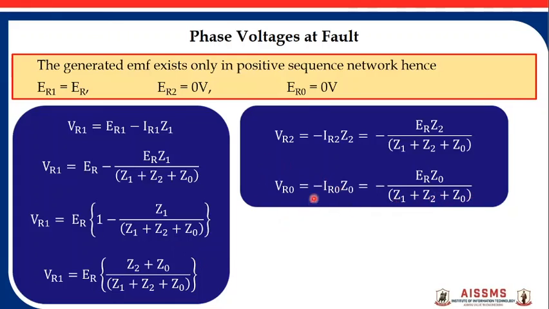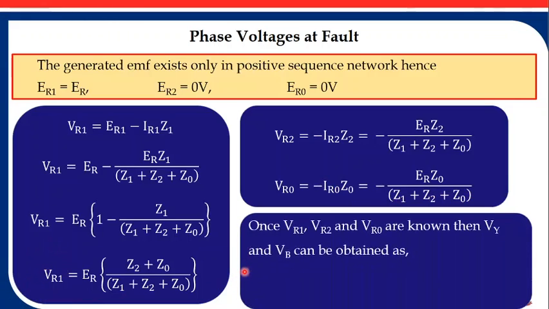That is, we have found VR0, VR2, and VR1. So VR can be given as VR1 plus VR2 plus VR0. Similarly, Vy and Vb can be given as: Vy is A square into VR1 plus A into VR2 plus VR0. Vb is A into VR1 plus A square into VR2 plus VR0. So once you get VR1, VR2, VR0, you will get the values for VR, Vy and Vb.